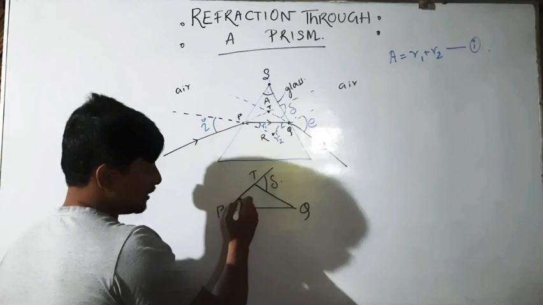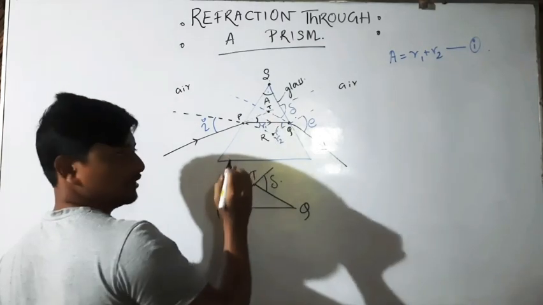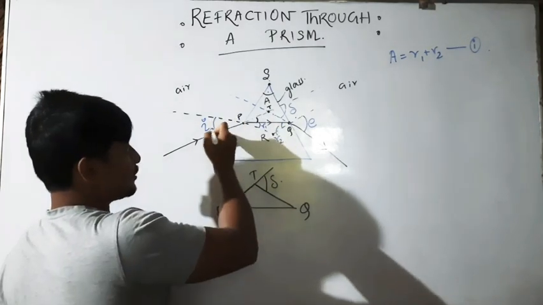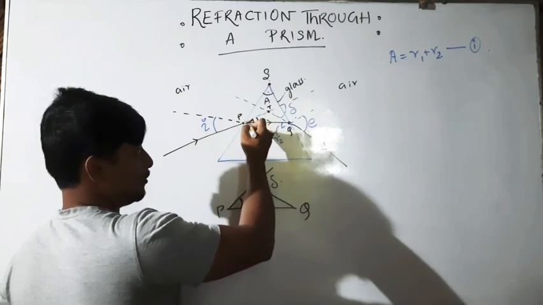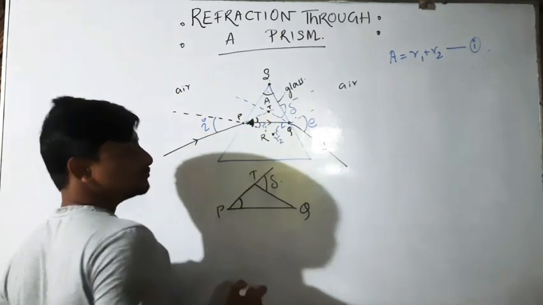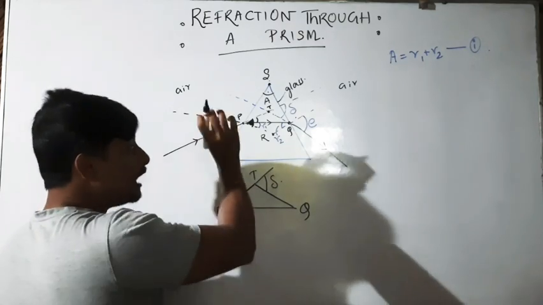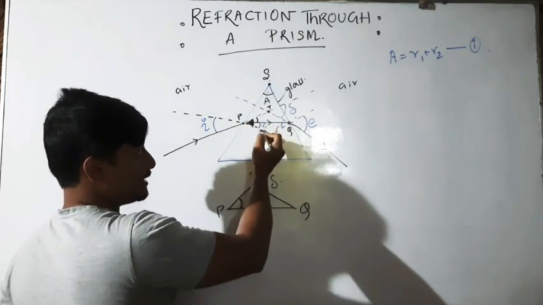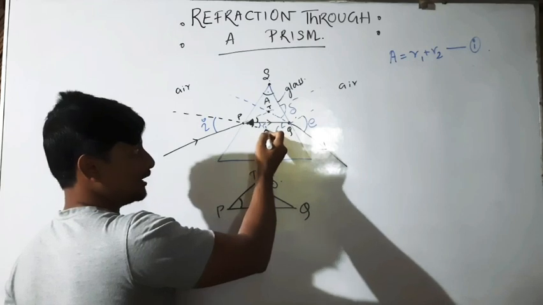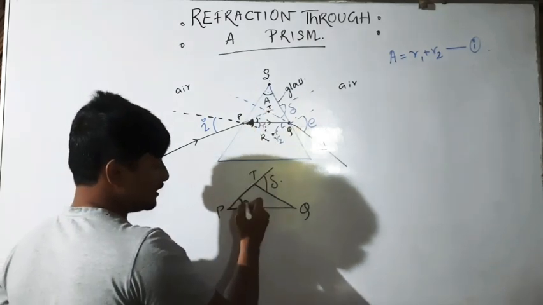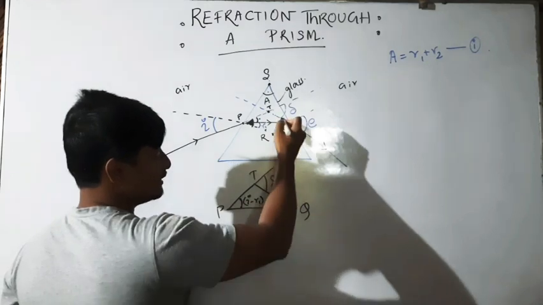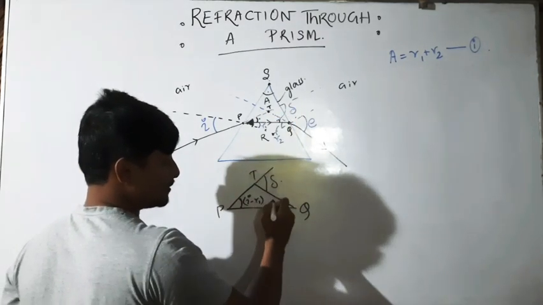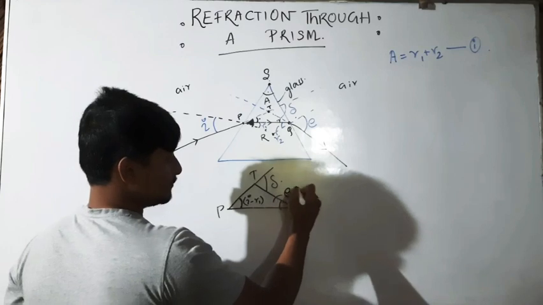Now this part, this angle, if you see closely, this is your angle I. This whole part should be your angle I, vertically opposite angle. Upon that particular part, the lower part here, that is R1. So this part must be I minus R1. Similarly, this part must be E minus R2.